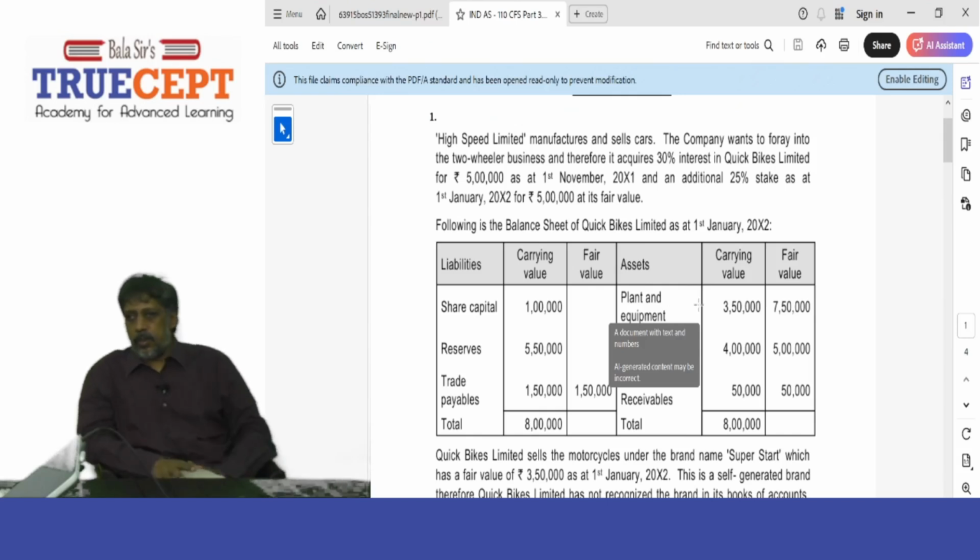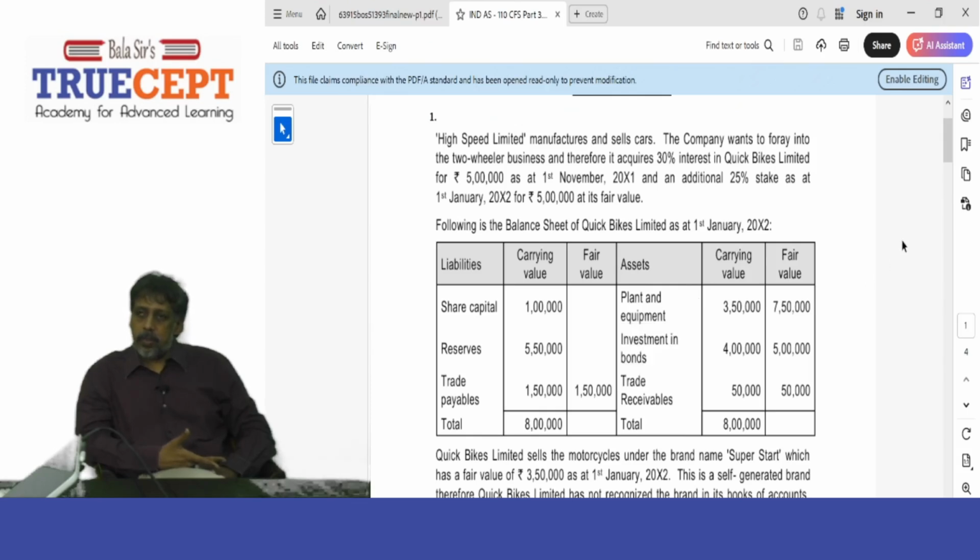Good. You can take all the assets minus liability to find the net assets. We have liabilities with its carrying value and fair value, same as assets. Now read the assets first for me. Plant and equipment, its carrying value is 3,50,000. The fair value is 7,50,000. That means there is a 4 lakh uplift.